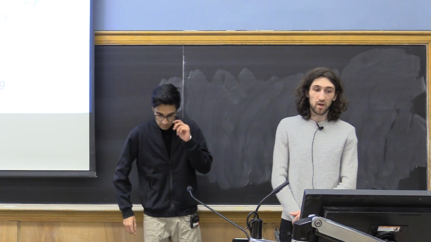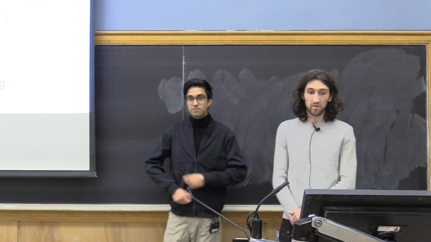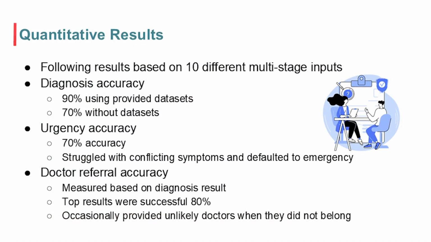So these are the results obtained. First, the quantitative. We noticed that based on 10 different inputs, our diagnosis accuracy was 90% on the test data sets and 70% using the web search, which are both indicators of success. The urgency was another factor, and that achieved 70% accuracy. And the last metric was the doctor referral accuracy, and the top results did end up being correct 80% of the time, which did prove successful.